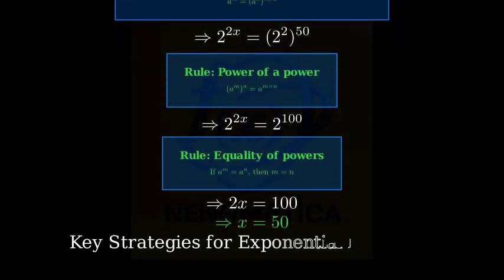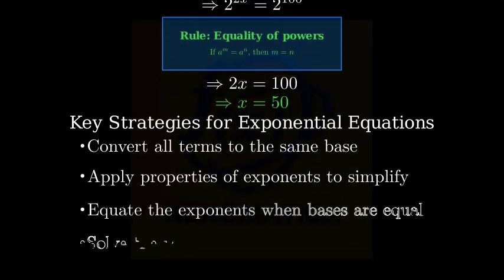Let's summarize the key strategies for solving exponential equations. First, convert all terms to the same base. Then, use exponent properties to simplify both sides. Finally, equate the exponents and solve the resulting equation. This approach works for many types of exponential equations.